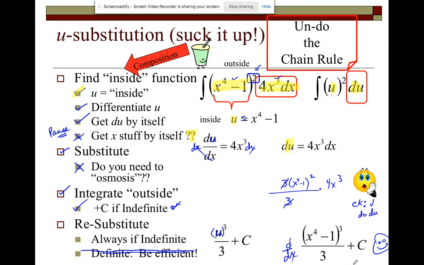U substitution is highly useful. It is used so much. It just takes getting used to. So don't worry if this feels awkward, weird, and you're just like, I don't even understand what happened. Let's practice.